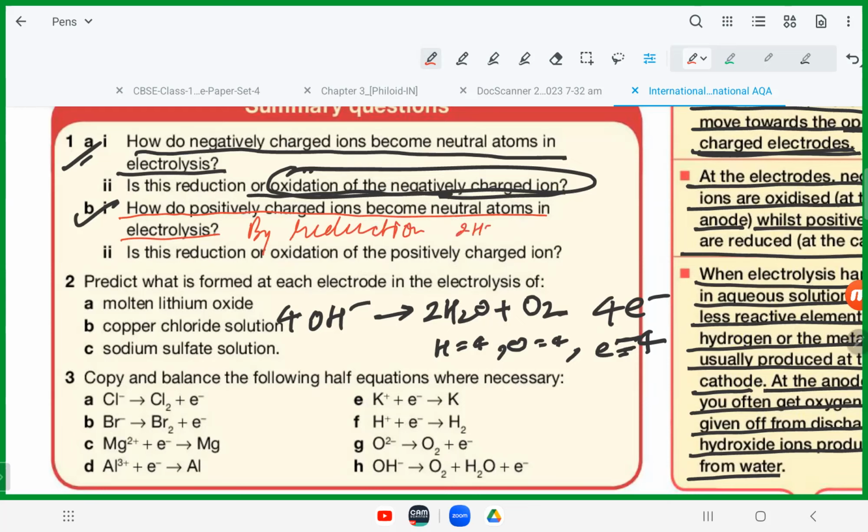Suppose 2H plus are there, and you are adding 2 electrons, so it becomes H2, neutral. Is this reduction or oxidation? Reduction. Thank you. Question number 2.